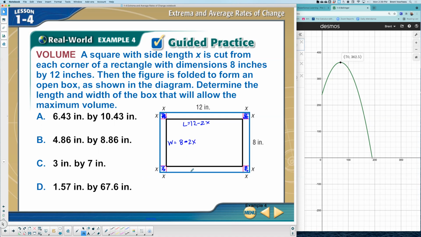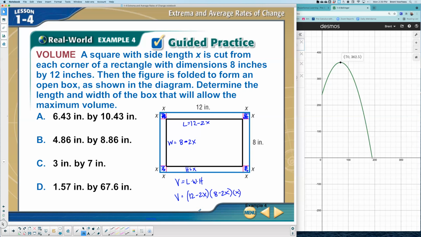And finally, I have a height that's basically this wall here. How tall is that height? x. Okay, so this problem is asking about volume. You may remember the volume is length times width times height. So if I substitute in, my length is 12 minus 2x. My width is 8 minus 2x. And my height is x.